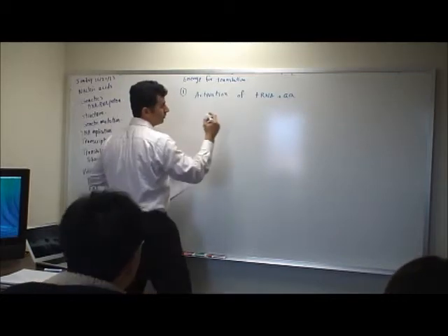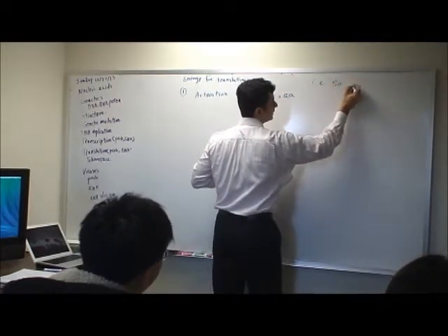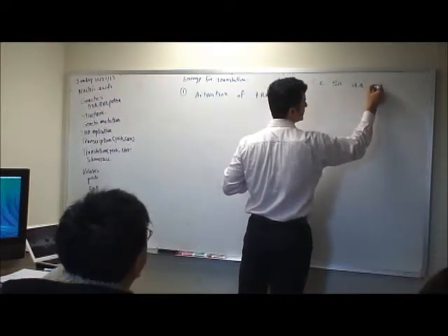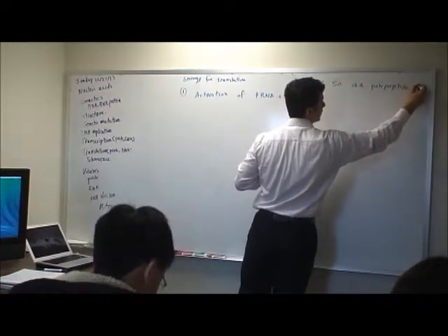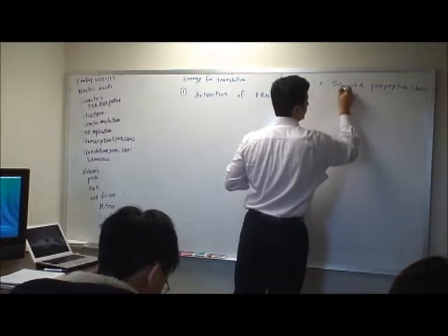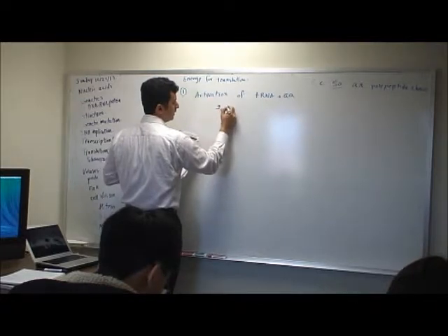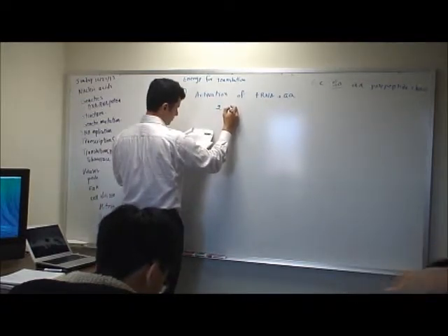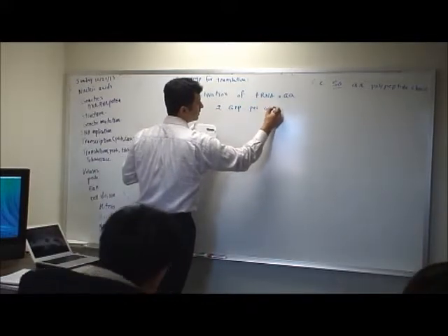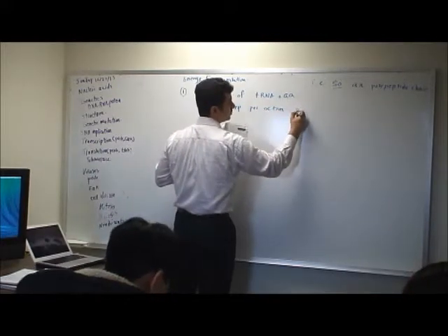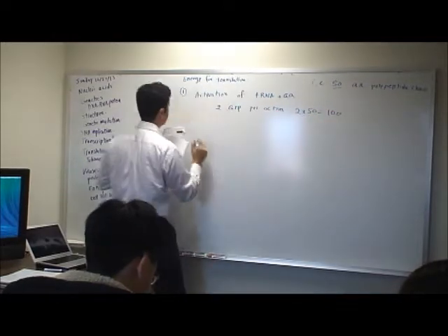So, for instance, if you want to make a 50 amino acid polypeptide chain, you want to have 50 amino acids. For this one, you need 2 ATP, let's say 2 GTP per activation. So it's 2 times 50, which becomes 100.